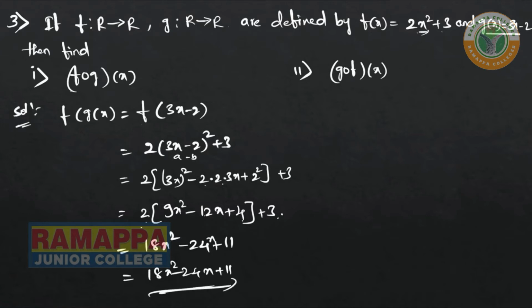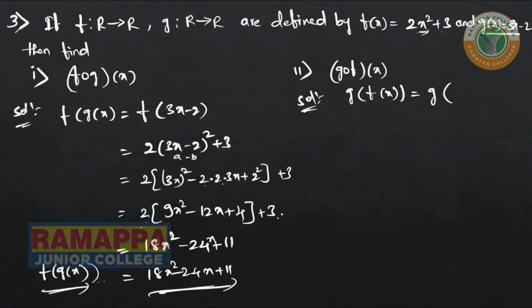So this is f of g of x is equal to this. This is one. Now move to the next question, solution. Here only we will do. So it will become g of f of x like this. So g of f of x is equal to how much? 3x minus 2 here, no, 2x square plus 3 here. So f of x is equal to this one, and in g of x we need to substitute the f of x value.